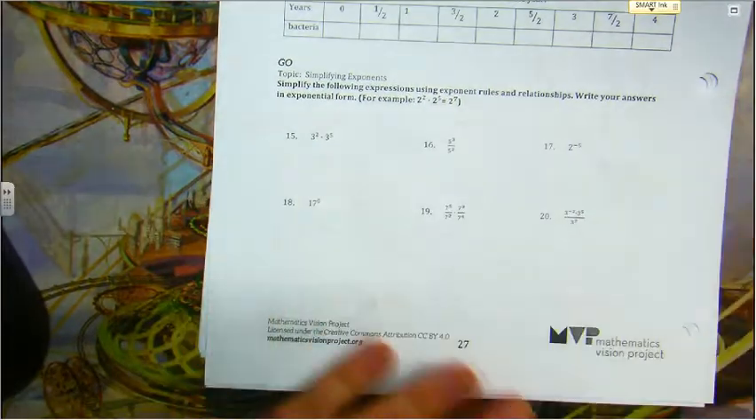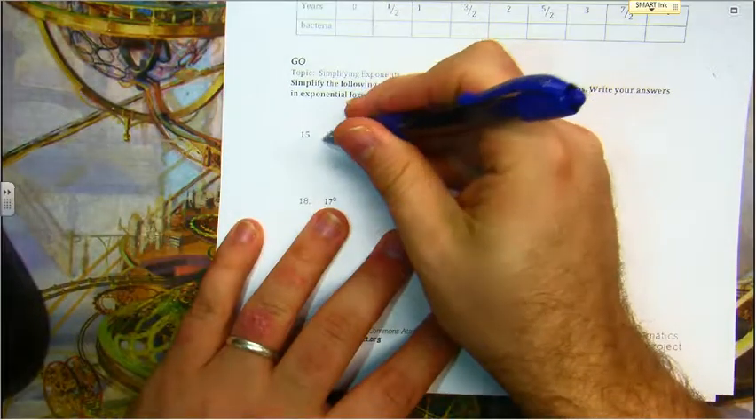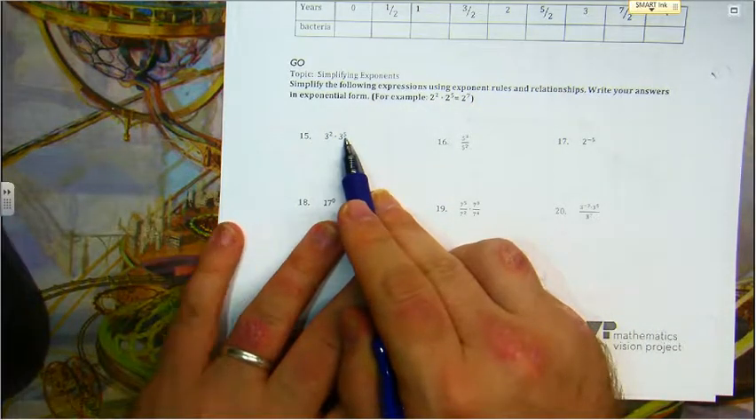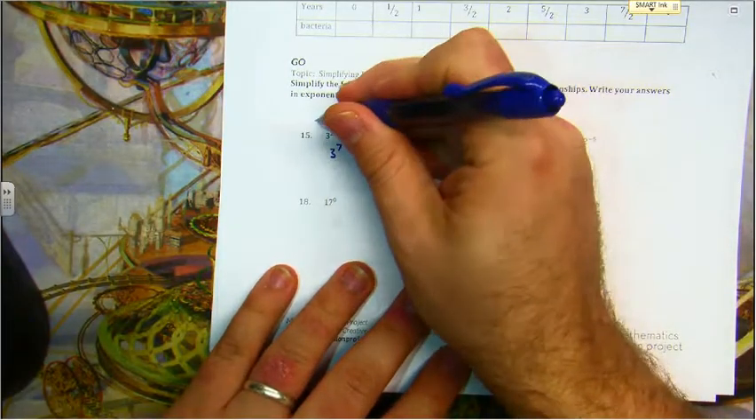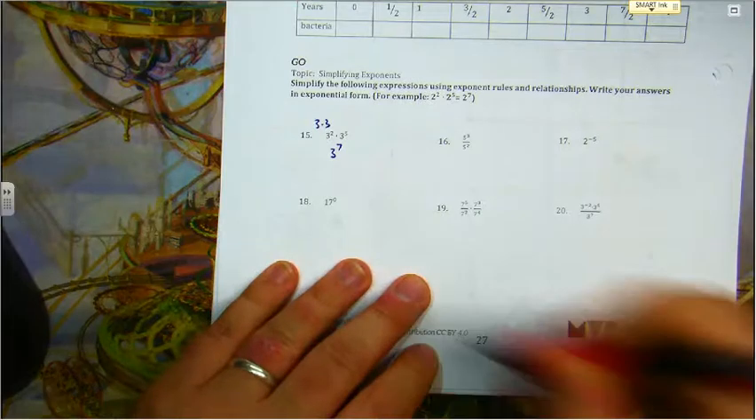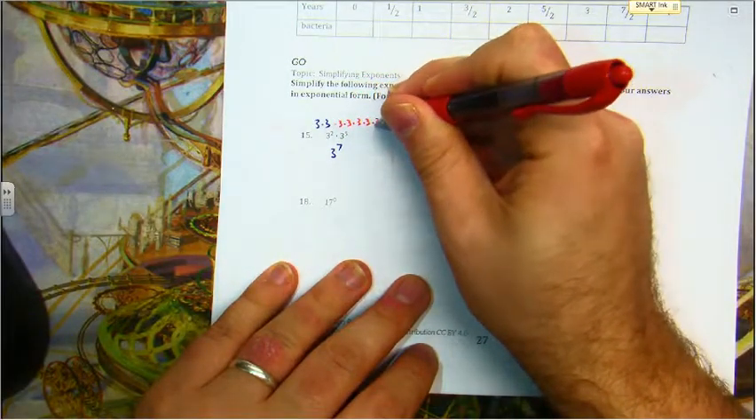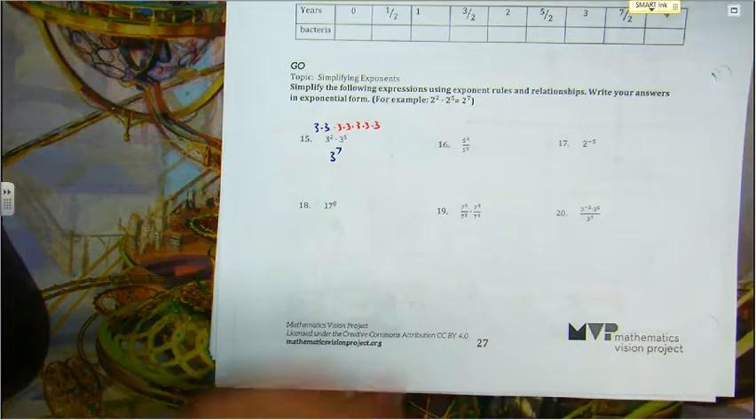Finally, it wants us to simplify these. Here are your basic rules when it comes to this. If we're multiplying across like this, what do we do with our exponents? We add them together. So this becomes 3 to the 7th. And why is this true? Well, think of it this way. 3 squared is 3 times 3. 3 to the 5th is 3 times 3 times 3 times 3 times 3. So we've got 1, 2, 3, 4, 5, 6, 7 3s, 3 to the 7th.